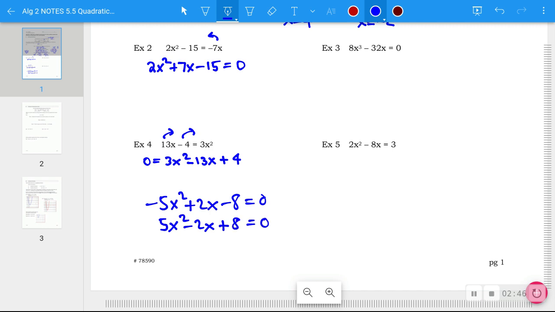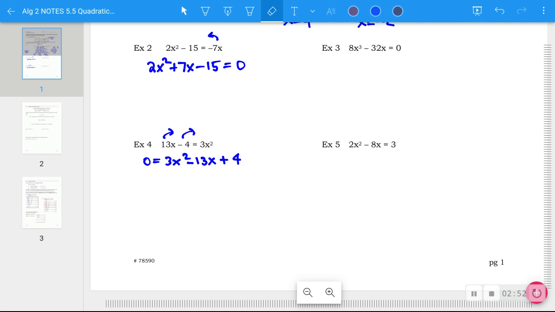Okay, so I just took that little side tour. Now let me get rid of that because that's not part of problem 4. All right, so the next one here, to get it in standard form, we're going to bring the 3 over. And it's going to look like this, 2x squared minus 8x minus 3 equals 0.